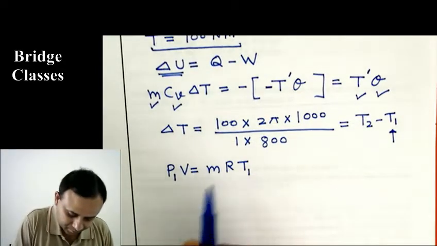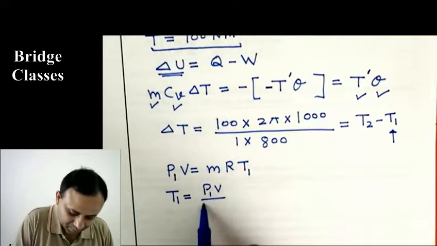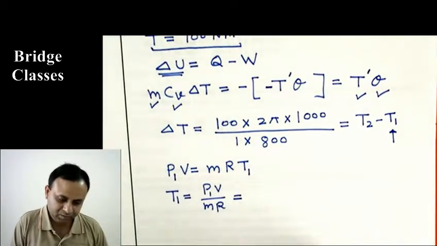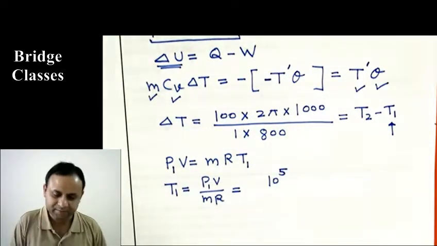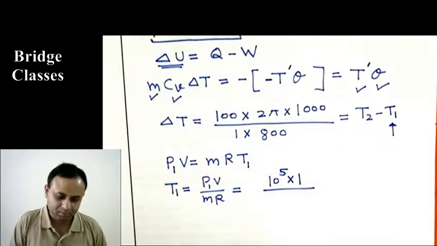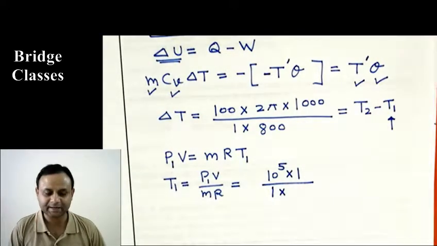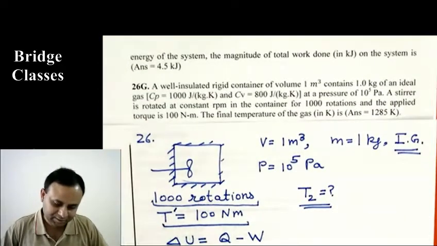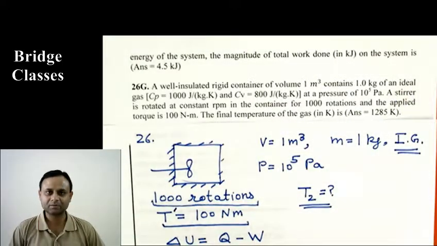Now this T1 will be P1V over mR. P1 is 10 to the power 5 Pascal, so we are taking that in Pascal. Volume is 1 cubic meter over m, m is 1 kilogram. And we need R, the gas constant. But look at the problem. You see, the problem doesn't even say which gas it is. It just says an ideal gas. It's an ideal gas, and how do we get its gas constant?